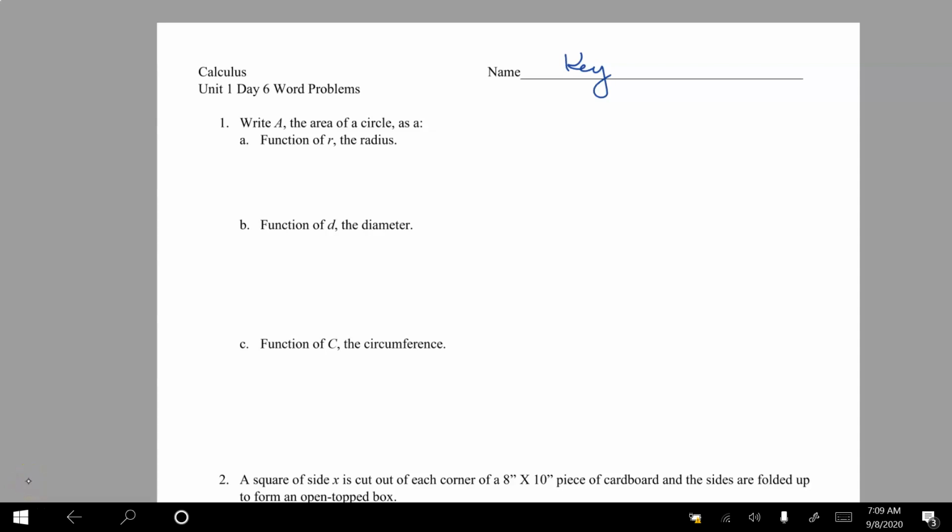Okay, class, welcome to day 6. We're going to work on some word problems and how we can do some applications, including using the calculator.